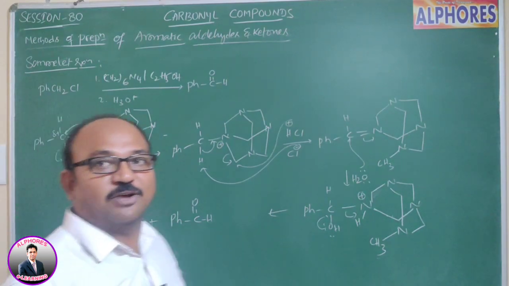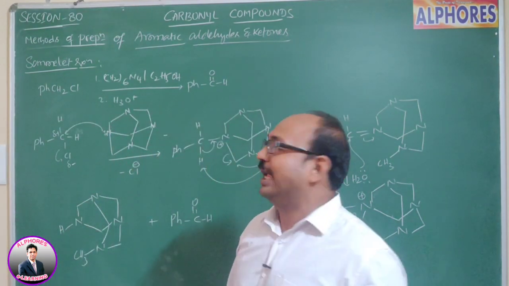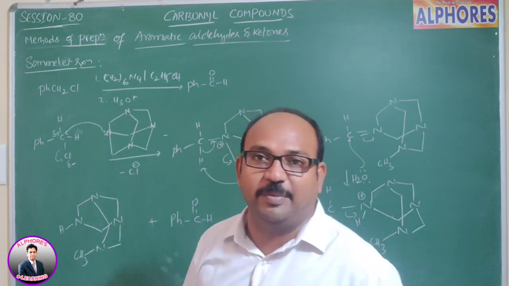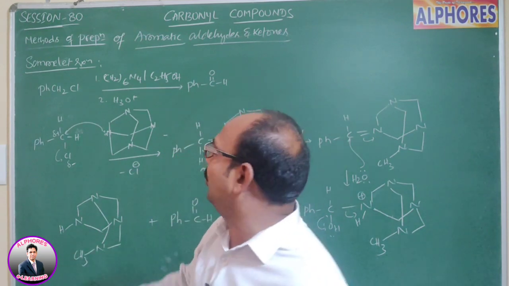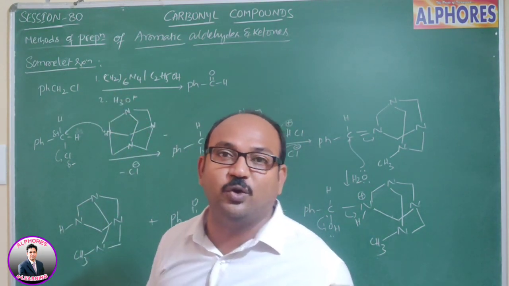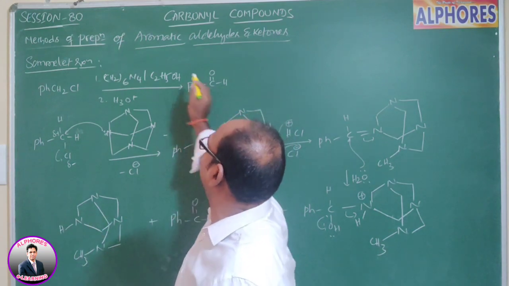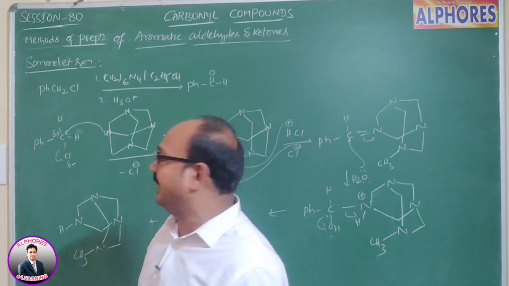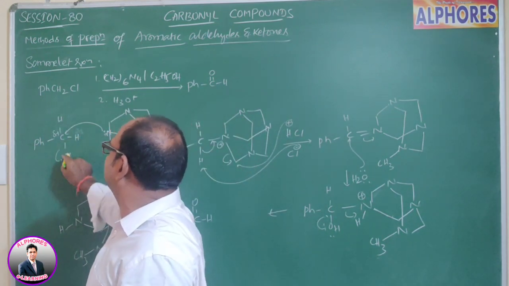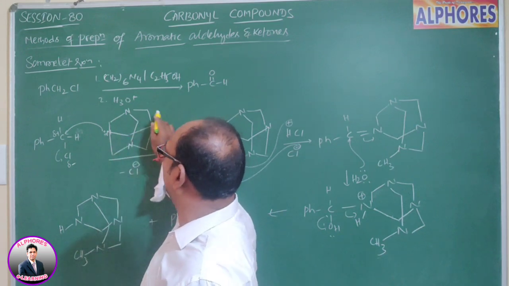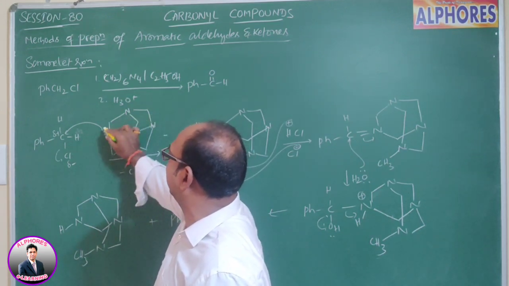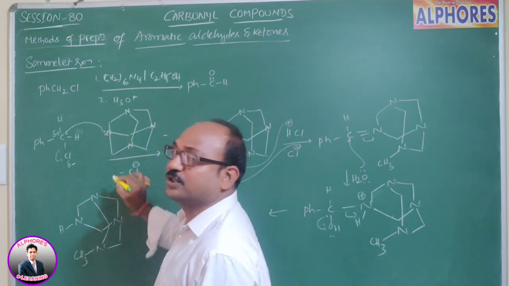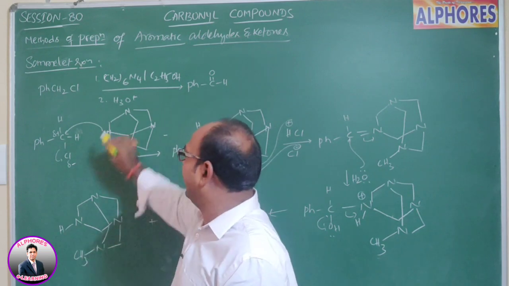The next method of preparation of benzaldehyde is Sommelet reaction. This is very important. Benzyl chloride upon reaction with hexamethylene tetraamine, also called urotropin, and this urotropin drug is used as a urinary antiseptic. And this one upon reaction with benzyl chloride gives benzaldehyde. Have a look at the mechanism here. Benzyl chloride, PhCH2Cl, and urotropin, hexamethylene tetraamine: 4 nitrogen atoms and 6 methylene groups, CH2 taken 6 times, N4.